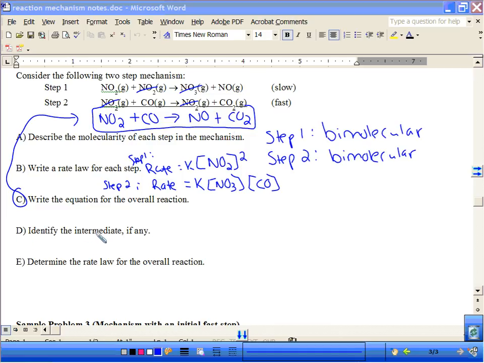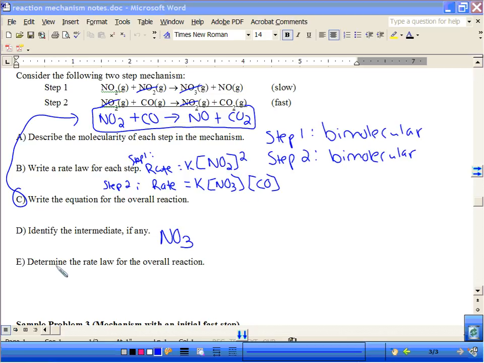Letter D says identify any intermediates. It could be plural. In this case, it's just NO3. It's not NO2, even though I marked them out. Notice in the overall, NO2 is actually a reactant. So your intermediate cannot be a reactant, and it cannot be a final product. So therefore, it can't be there in the beginning. It can't be a reactant in step 1, and it can't be a product in step 2. So there's my only intermediate here.